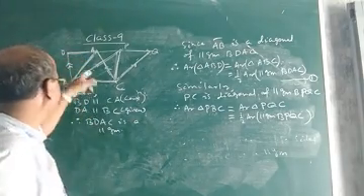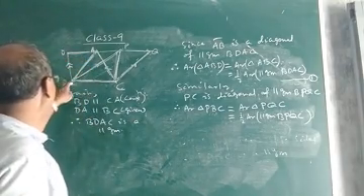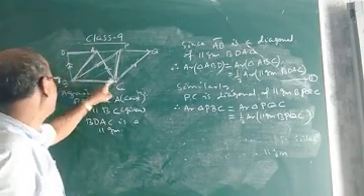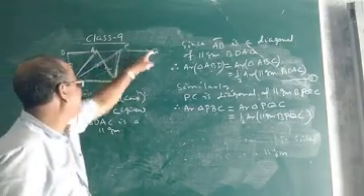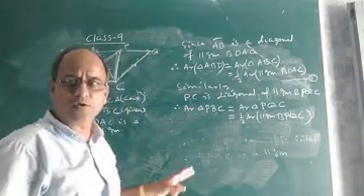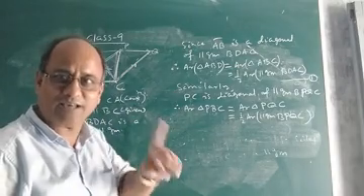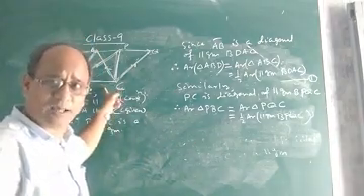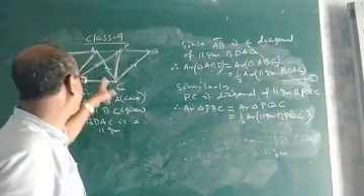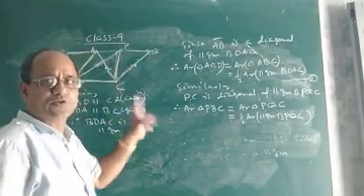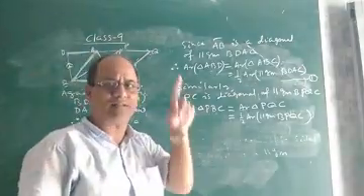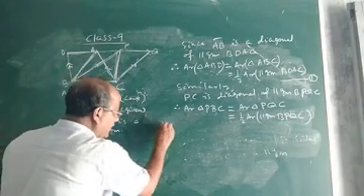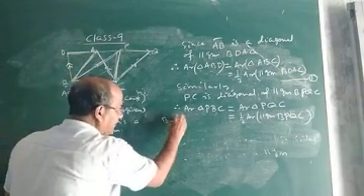See children, look at parallelogram BDAC and parallelogram BPQC. Do these two parallelograms stand on the same base or not? Yes, they stand on the same base BC. And do they lie between the same parallels? Yes, between the same parallels DQ and BC. So, as the two parallelograms lie on the same base and between the same parallels, they have equal area.